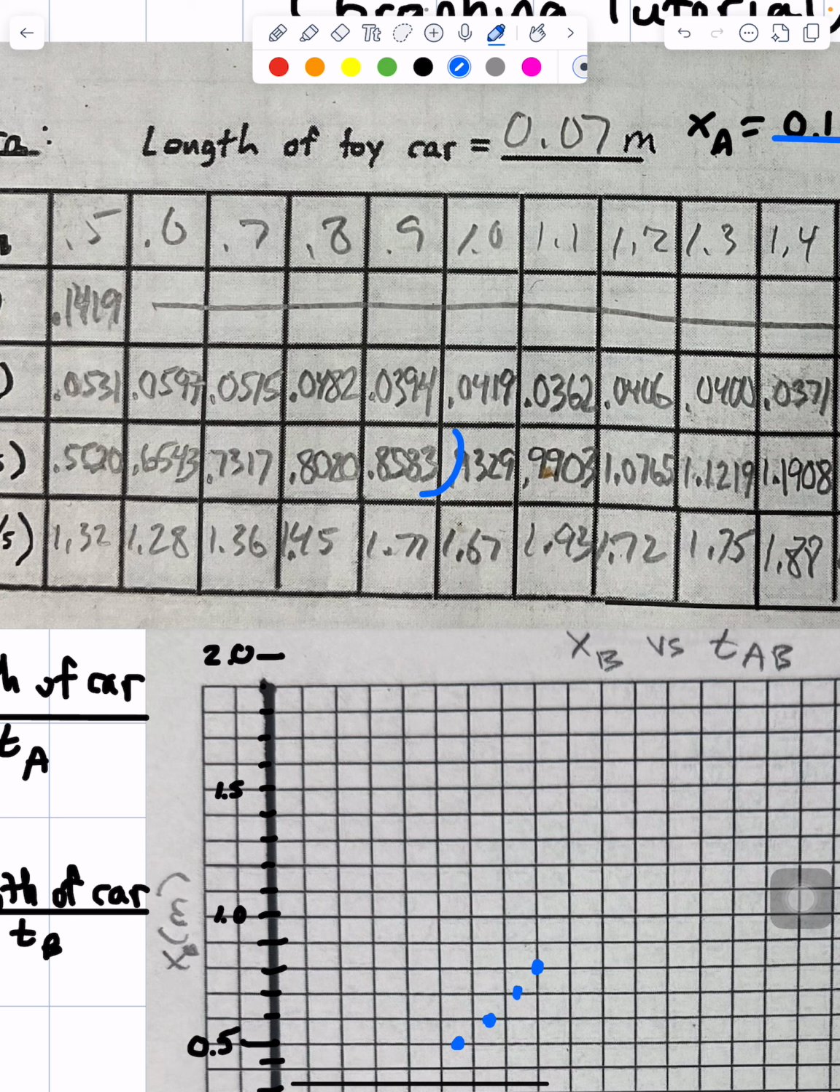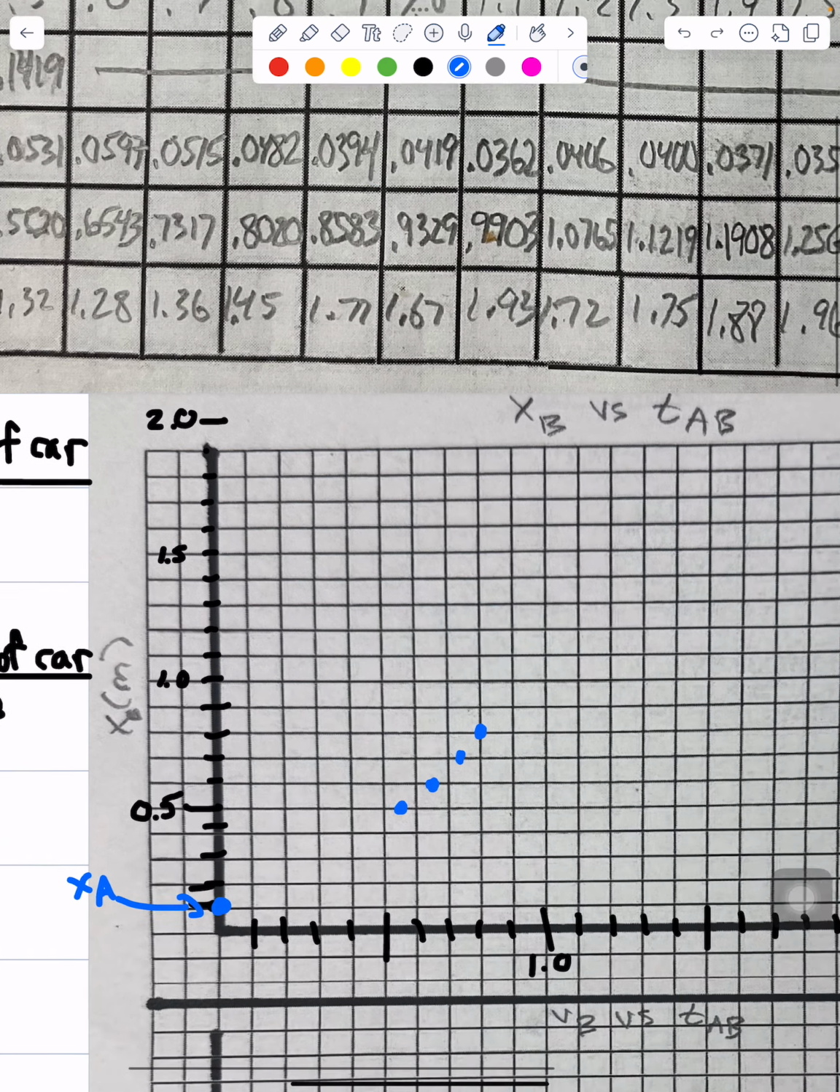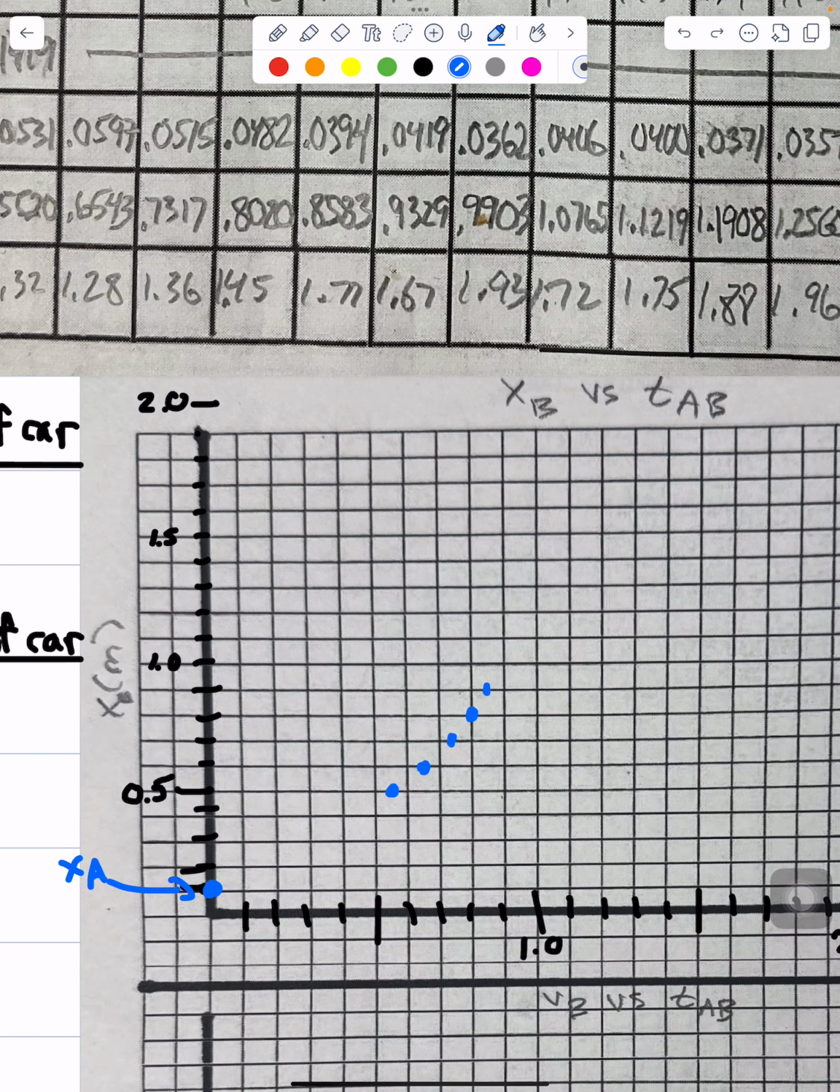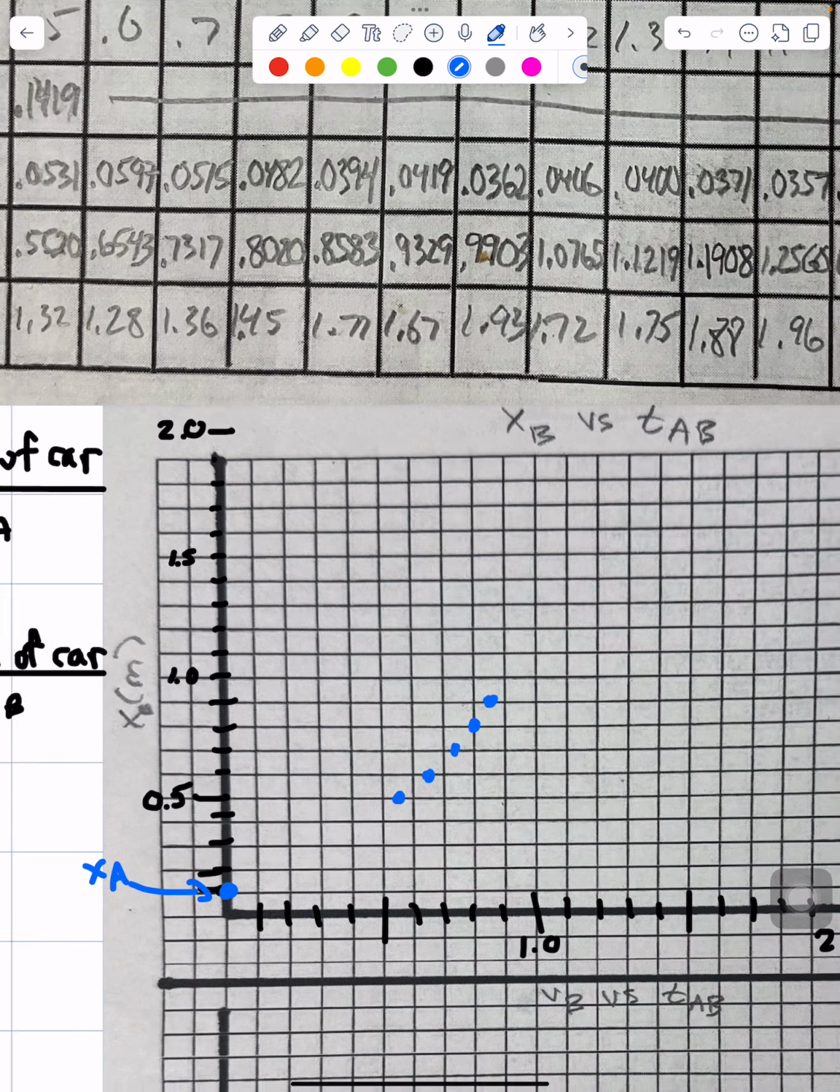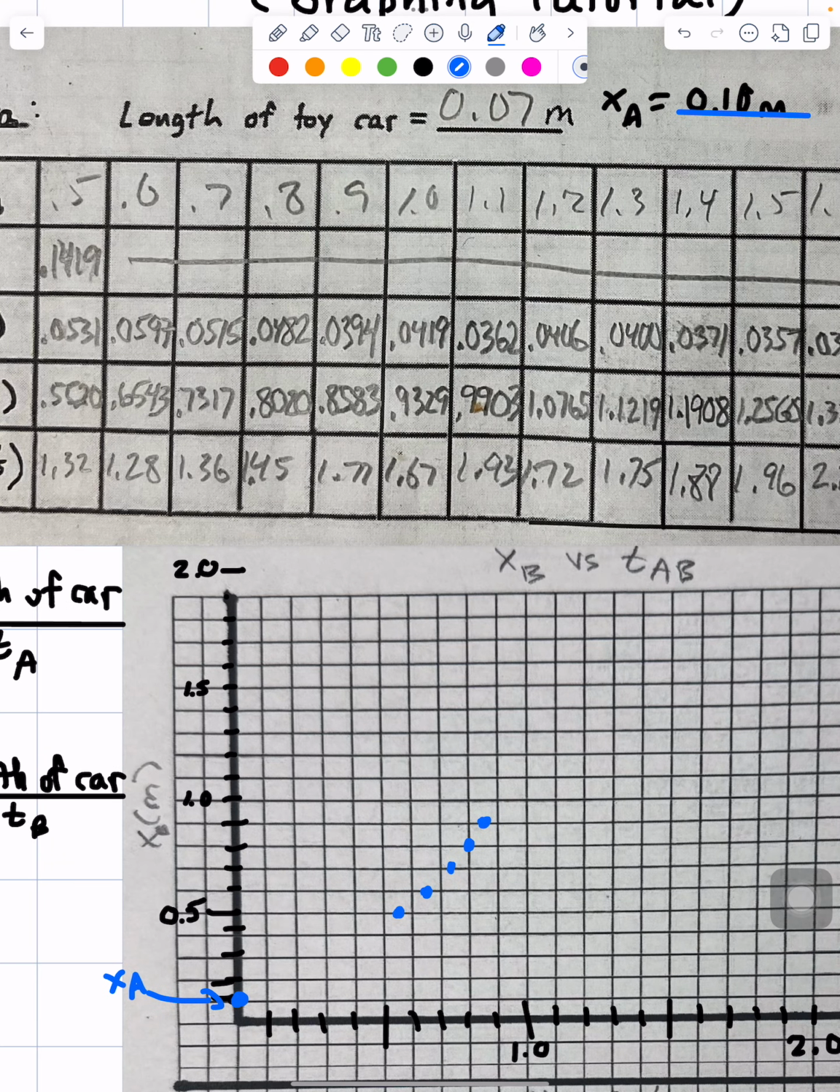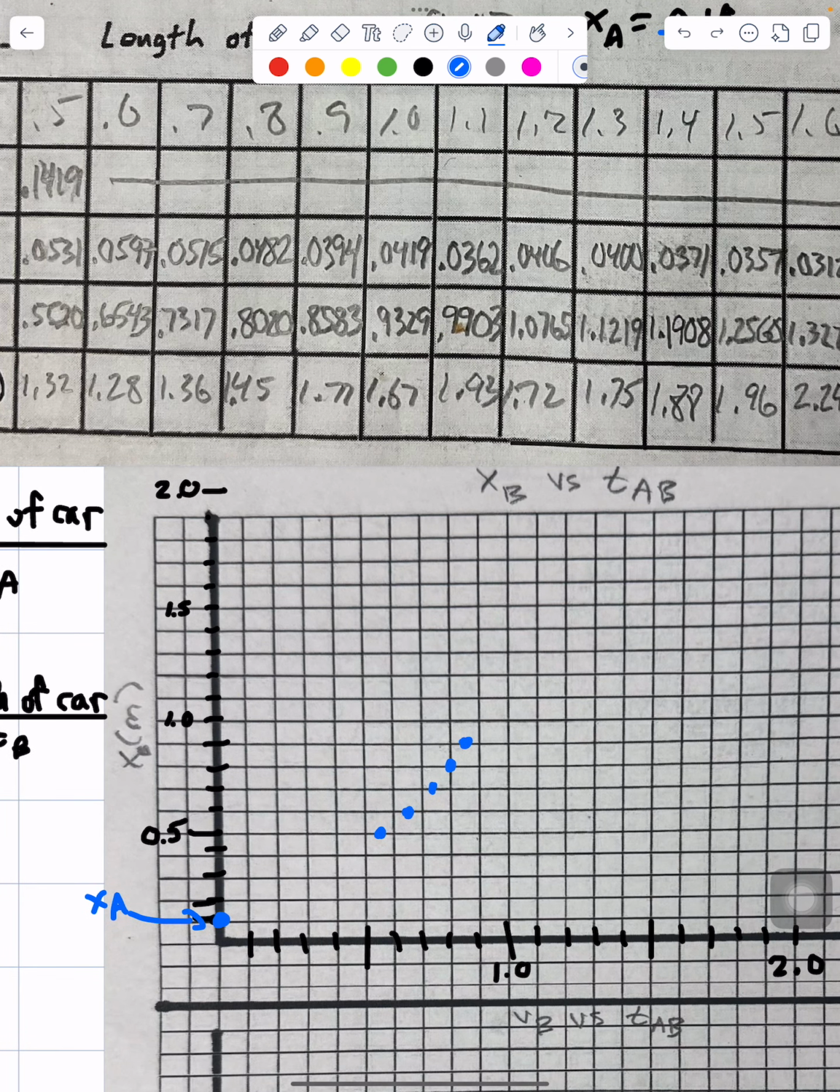Okay, then I'm going to go over 0.85, or 0.86 rather, and up 0.9. That'd be right there. Then I'm going to go over 0.93, up 1. That'd be about right there. Then I'm going to go over 0.99, up 1.1. About right there.